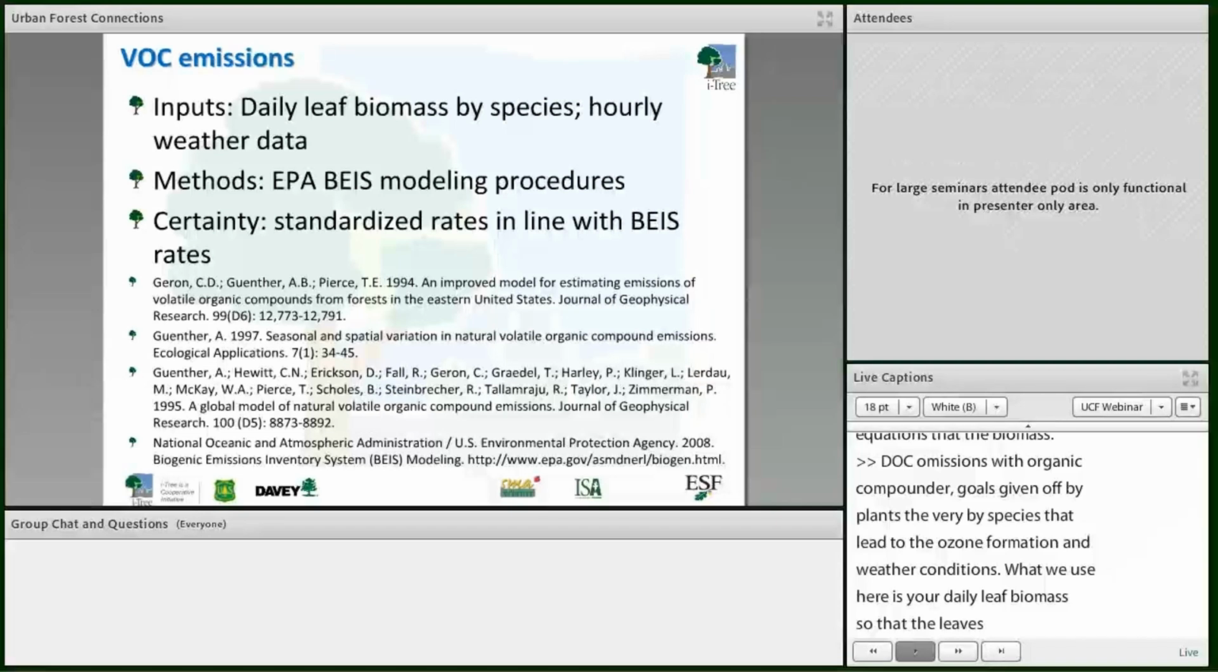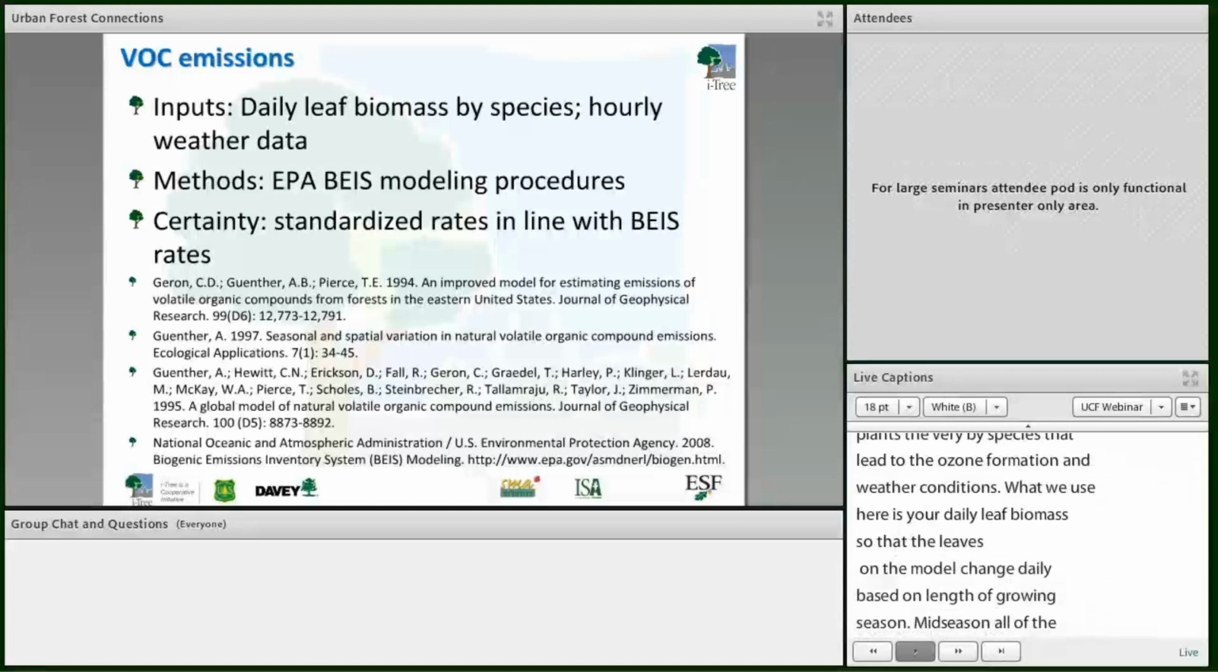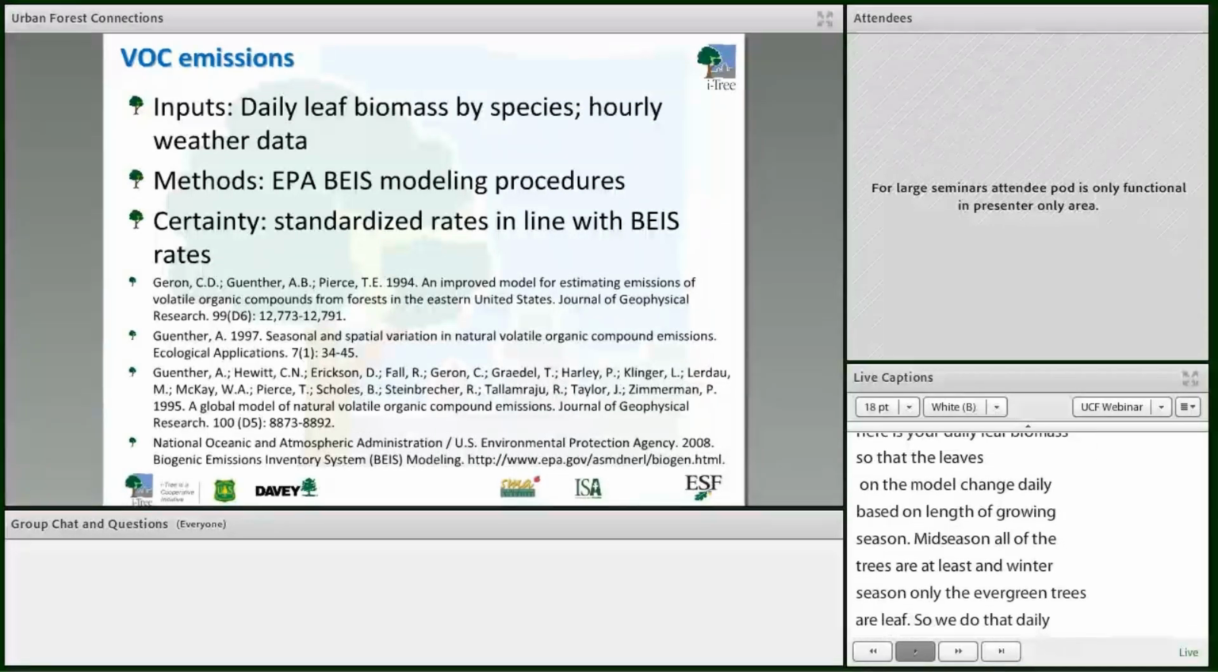We take the hourly weather data and we use what's called the BEIS modeling methodology, which is the Biogenic Emissions Inventory System produced by the EPA. And you can see the papers there below that detail that methodology.